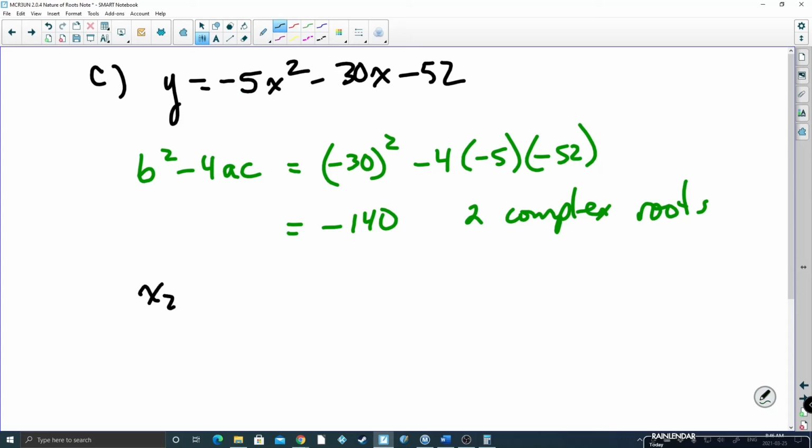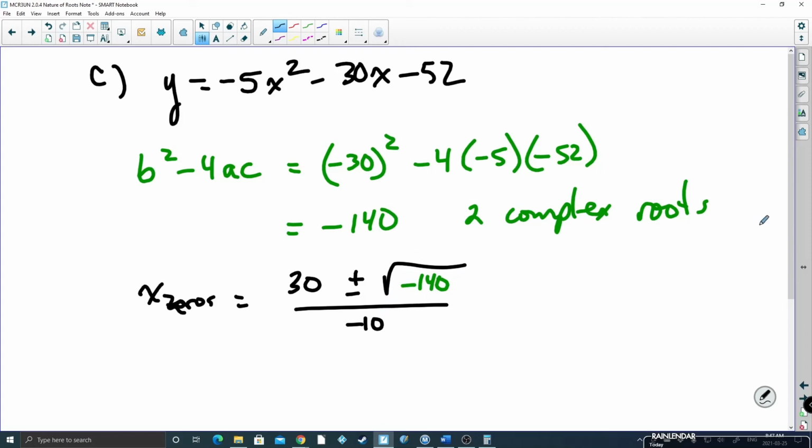So my zeros: minus b, which would be 30. So I'm going to skip the step of putting the minus negative there. I can see that the b is negative 30, so it's going to be minus negative 30, which is plus 30, plus or minus the square root of negative 140, all divided by 2a. A is negative 5, so this becomes negative 10.